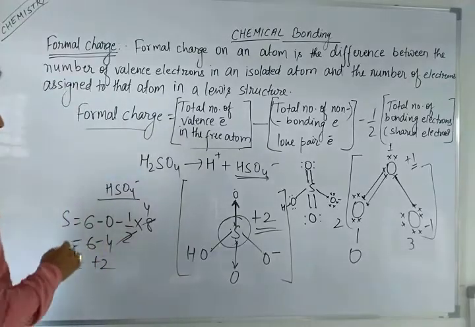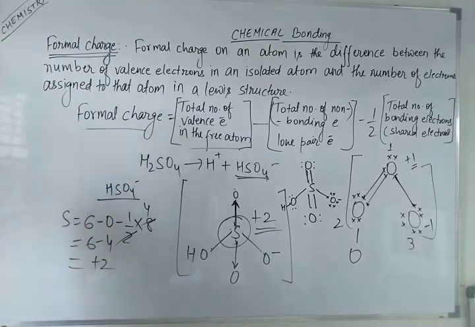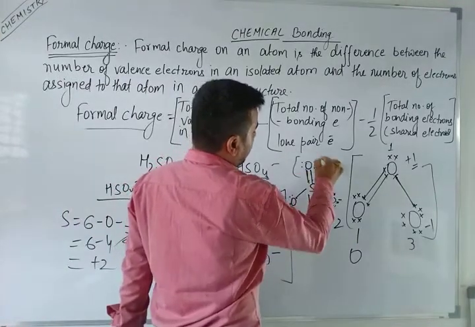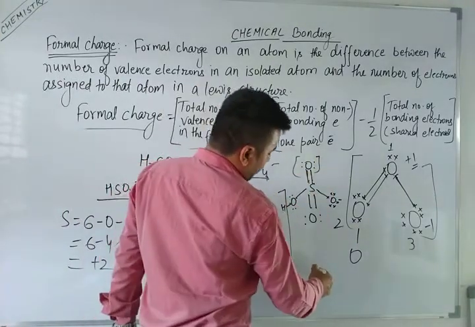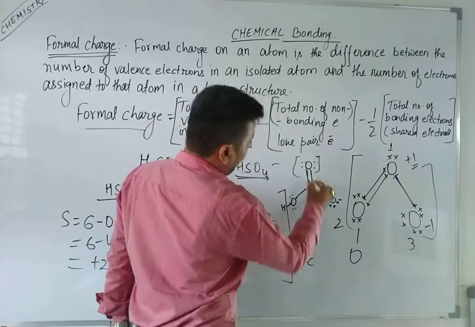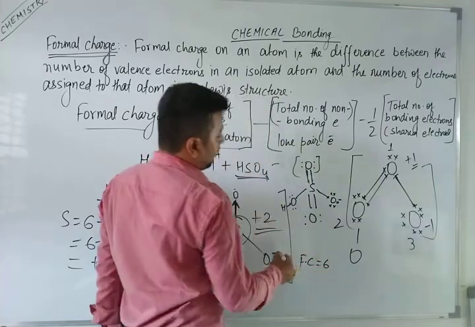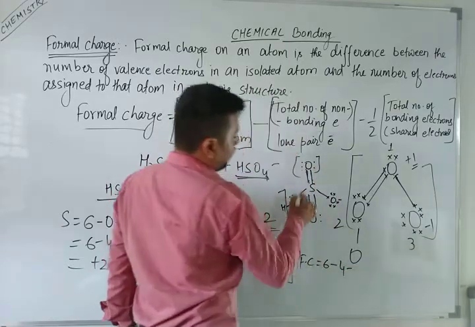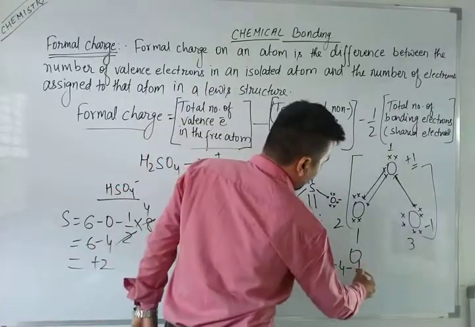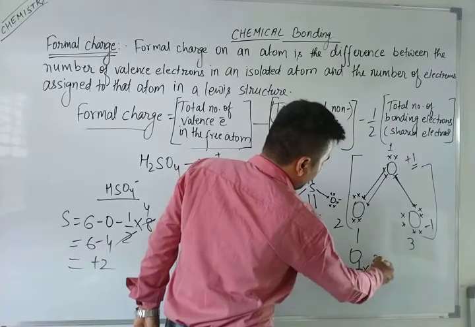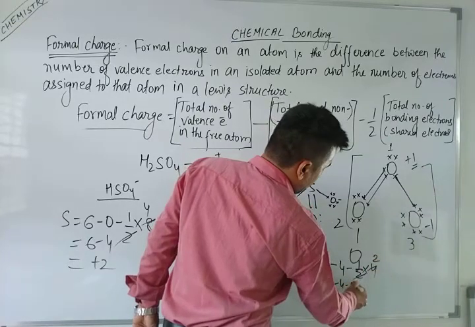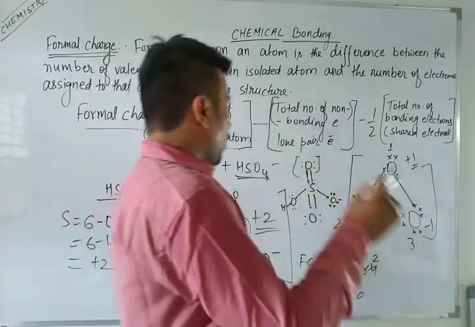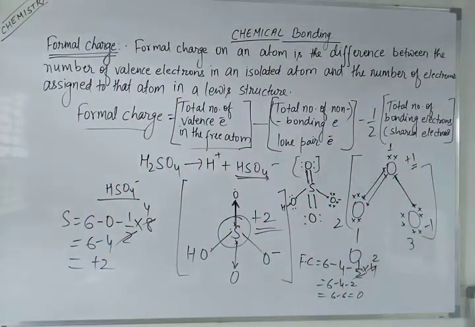If I told you to calculate only for the sulfur, now if I talk about the oxygen, then tell me this oxygen's formal charge. So what will be the valence electrons of oxygen here? This oxygen has 6 valence electrons, minus the lone pairs 1, 2, 3, 4, and the bond pair 1, 2, 3, 4, half into 4. So 2 into 2 is 4, 6 minus 4 minus 2, 6 minus 6 is equal to 0. So have you seen how to calculate the formal charge?